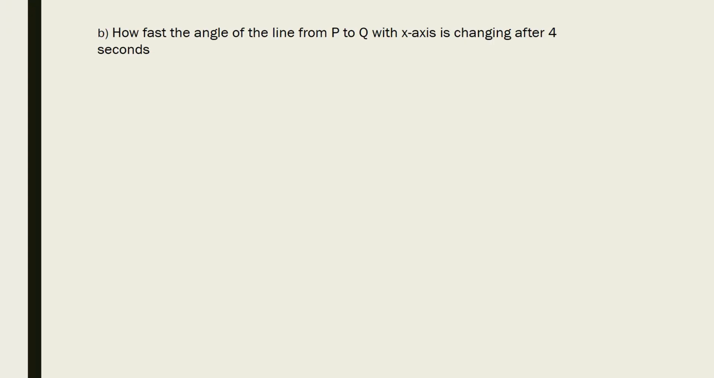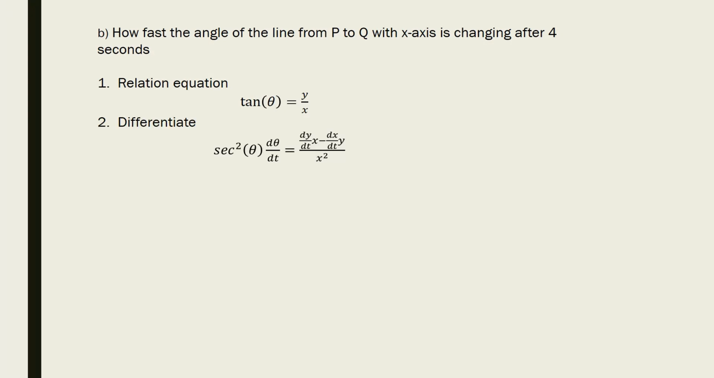Our second question, how fast the angle of the line from P to Q with the x-axis is changing after 4 seconds. First, the relation equation. The relation equation for this problem is tangent theta equals y over x. And then if we differentiate this function, we will get secant squared theta times theta prime equals (y prime x minus x prime y) over x squared.